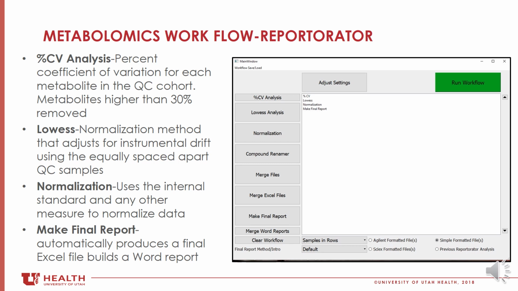Third step is we do normalization, and we do normalization for internal standards that we've added to each sample. And we will also do normalization to adjust for cell number differences, tissue weight differences, etc. And then we'll make a final report. So this is nice. It automatically produces a final Excel file for you to further interrogate, and actually builds a nice Word report.